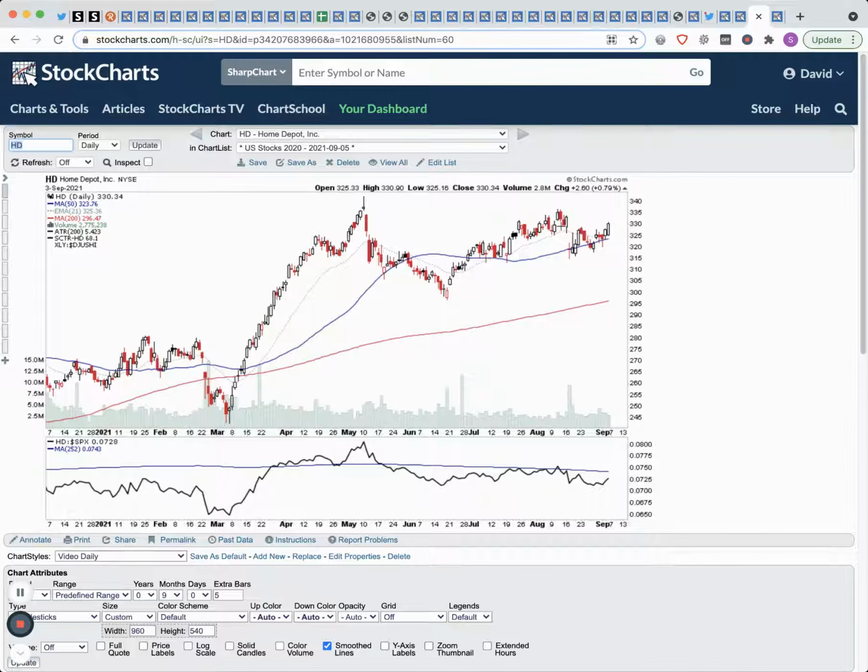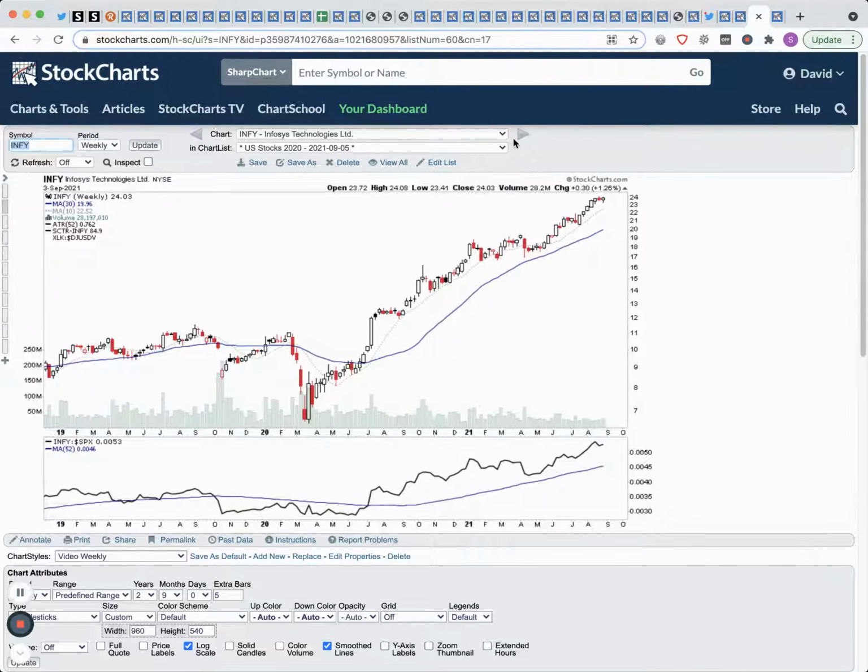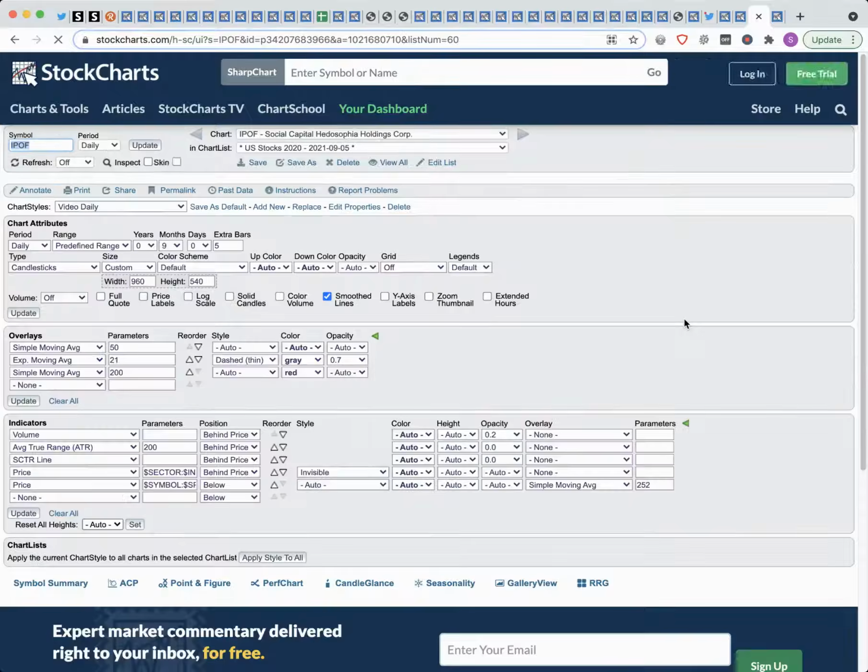Home Depot, a little bit of a raggedy cup and handle going on, so potential low cheat area going for that one. Infy, potential for a stage 2 continuation. It's been massive stage 2 run again.